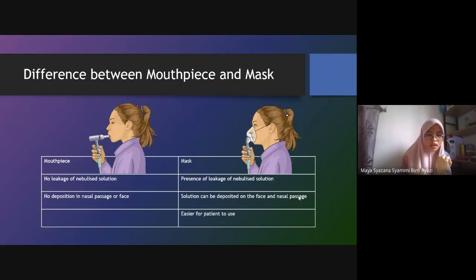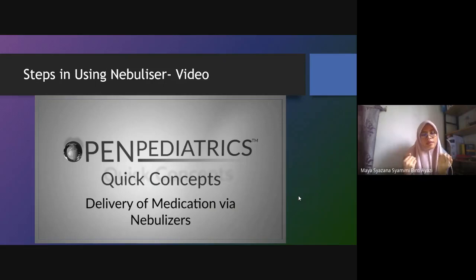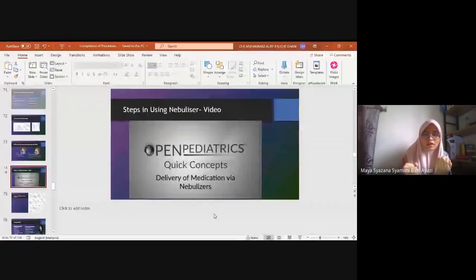So for mouthpiece, there is no deposition in nasal passage or face because, as I've mentioned before, it directly entering into the mouth and also the respiratory tract. But for the mask, the solution can be deposited on the face and also the nasal passage because the mask is actually covering the nose and the mouth, and then the patient will be breathing through it. But for the mask, it is much easier for patient to use. Okay, so next, we will be watching this video on the steps in using this nebulizer.